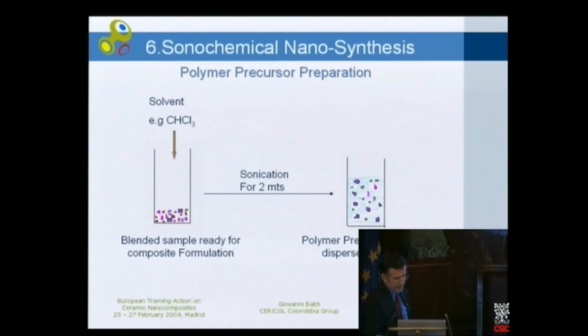Also, we can prepare polymer precursors, mixing microparticles with nanoparticles or with other precursors, and then adding a solvent suitable for the polymer we want to use, and then we can obtain particles dispersed in a solvent suitable to be used in the polymerization stage.